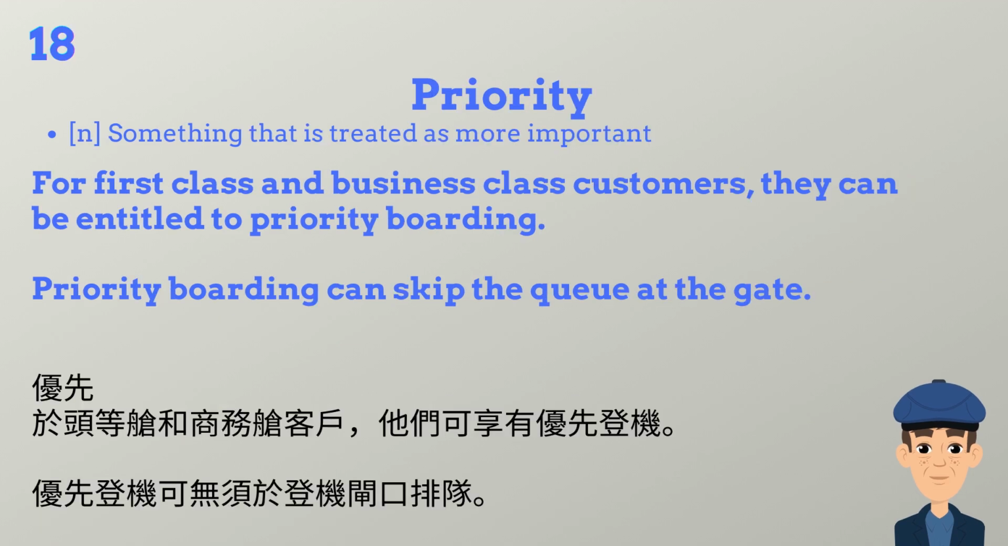Priority. Examples: For first class and business class customers, they can be entitled to priority boarding. Priority boarding can skip the queue at the gate.